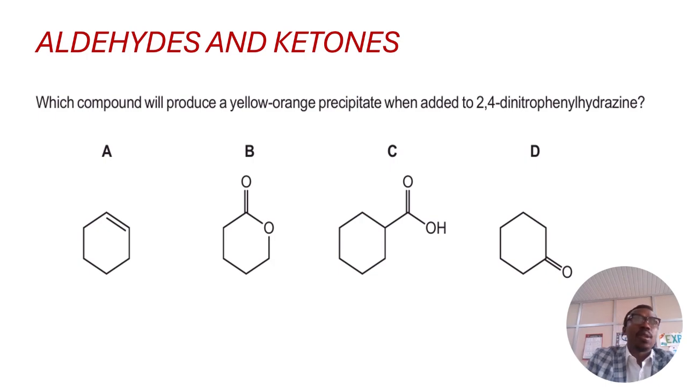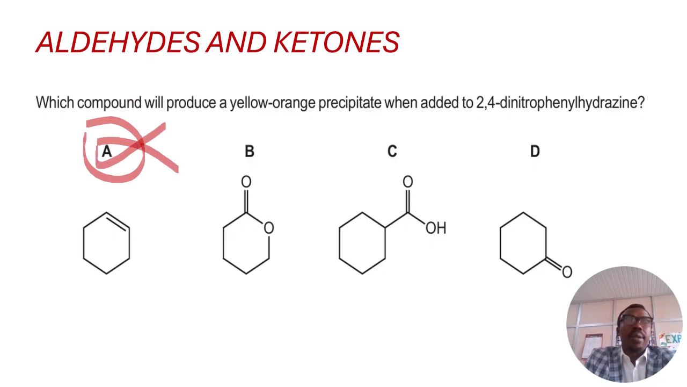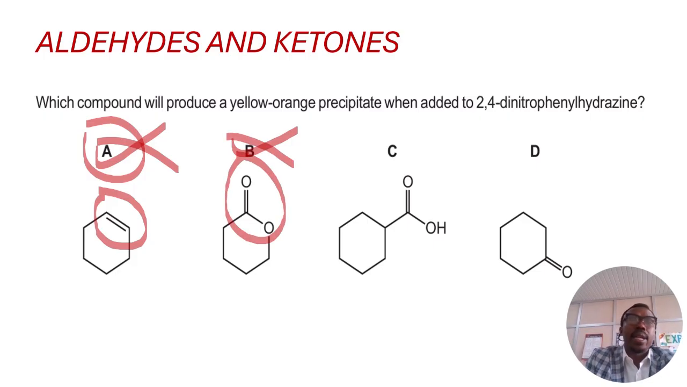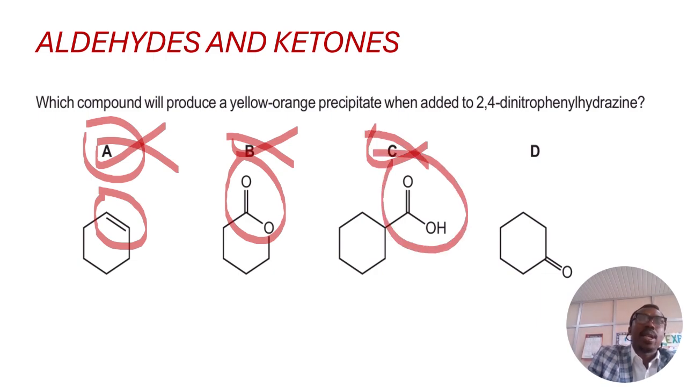A is wrong because it is an alkane. The functional group is an alkane, and an alkane does not react with 2,4-dinitrophenylhydrazine to form an orange precipitate. B is also wrong because it is an ester, so it does not react with 2,4-dinitrophenylhydrazine to form a yellow-orange precipitate. C is also wrong because it is a carboxylic acid, which doesn't react with 2,4-dinitrophenylhydrazine to form a yellow-orange precipitate.